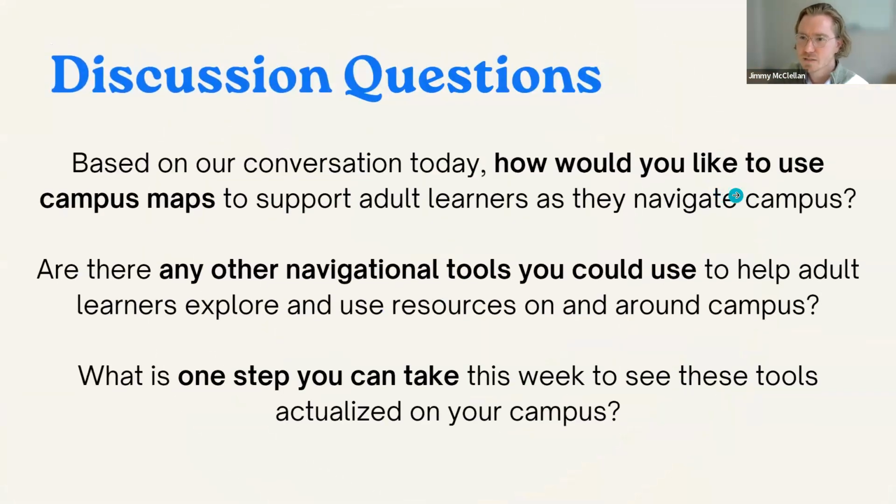So some questions that we have for you, let me just move this out of the way, are based on our conversation so far today. How would you like to use campus maps to support adult learners as they navigate campus? Additionally, are there any other navigational tools, so things that you might utilize besides maps, to help adult learners explore and use resources on and around campus? And I know through the chat, I'm seeing a lot of very innovative ideas that are kind of surrounding this.